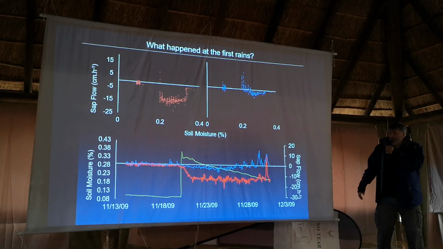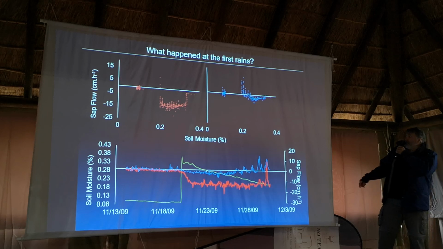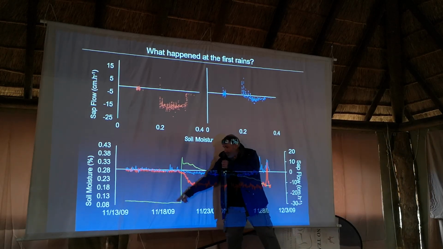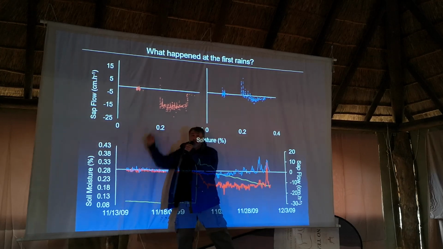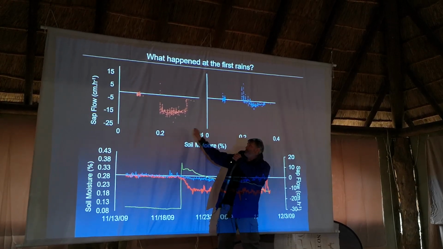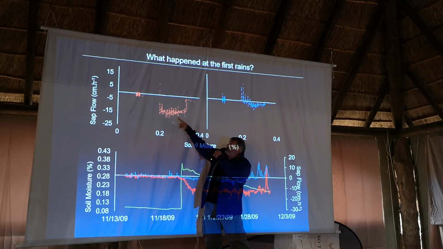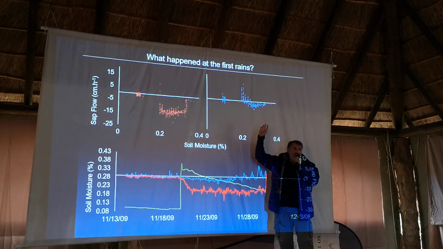Okay. If we look at the soil moisture versus sap flow plots, we start off before the rain, nice and dry, so that's these points over here and over here. Immediately it rains, soil moisture goes up, we jump over to the right, and what happens to the transport? You see it all below the line, all negative.